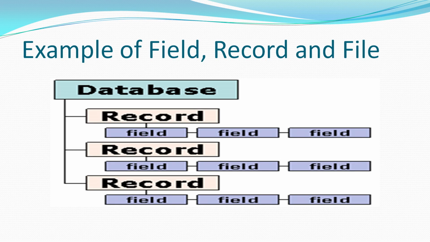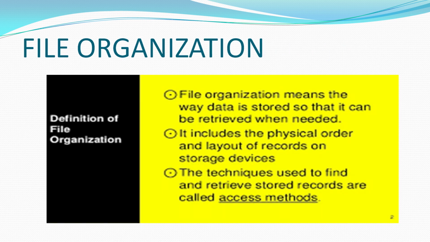So, what does it mean by a file? A database consists of a number of files, and each file is again a collection of records. A file is nothing but a collection of records, while a record is a collection of fields. Here the diagram shows the record and field details and the file details.